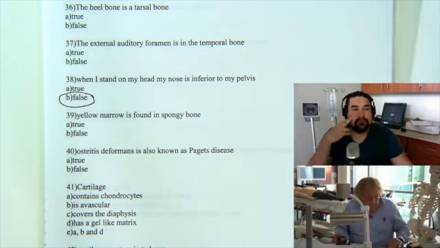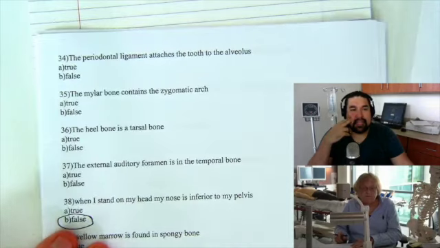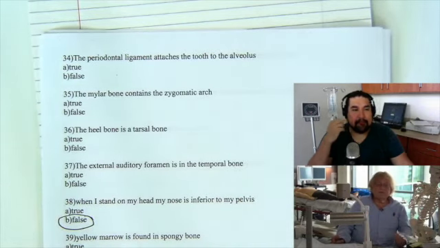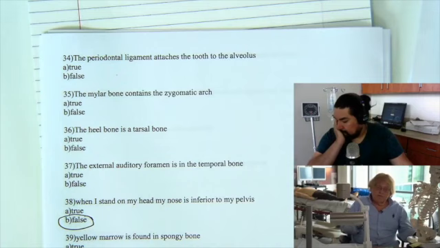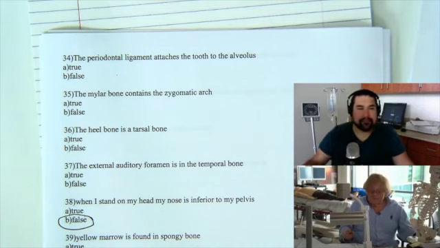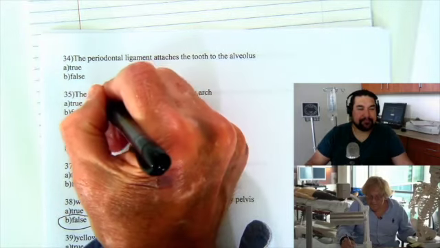Let's take a look at maybe question, is there another one you want to look at? Maybe 35? Yeah, go back to 35. The malar bone contains the zygomatic arch. Well, again, this shows you why when you take a test, whenever you're looking at medical records, how critical words are. There's no such thing as the mylar. There's something called the malar bone.